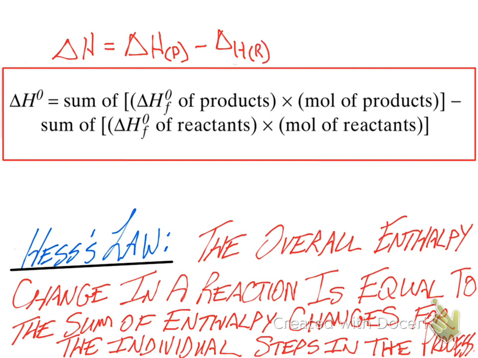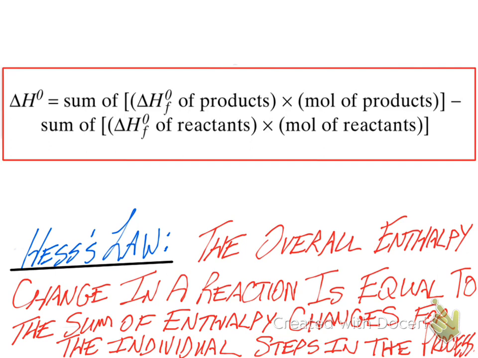Okay, so this is just a longer version of this. Now we have the change in H of the products times the moles of products minus the sum of the change in H of the reactants times the moles of the reactants. So as I said, this longer equation is just a more descriptive picture or definition of what we got going here. All right, but Hess's law is very important.